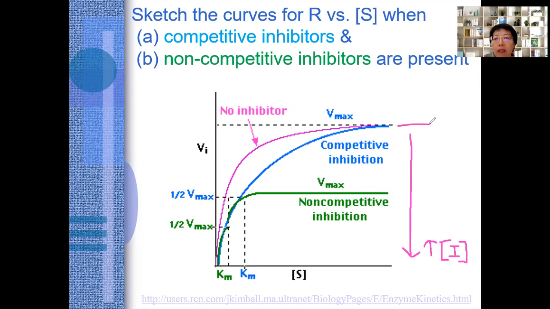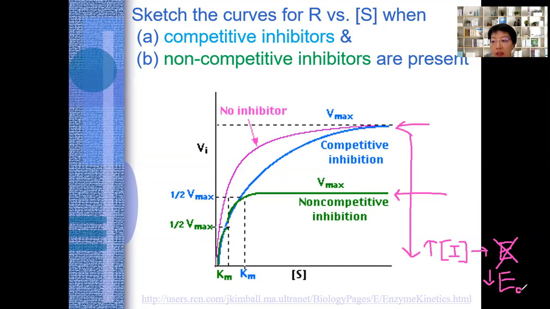But don't forget, the Vmax for competitive inhibitor is still the same, but the Vmax for the non-competitive inhibitor, is it the same or higher or lower? Lower. Why lower? It's correct, it's lower. When you have more inhibitor, you have more inhibitor to bind to more enzyme, right? So more enzymes are no longer able to catalyze the reaction. So it decreases the number of enzymes that are active.